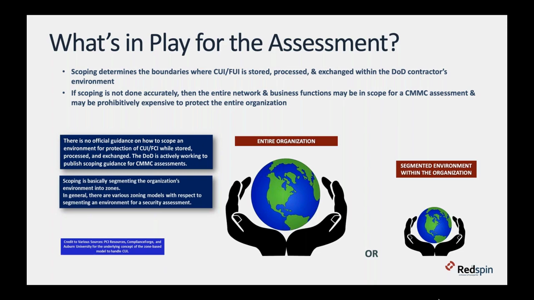Note that at this time, and many of you know this, there is no official guidance on how to scope an environment for protecting FCI and CUI while it's stored, processed, and transmitted. The DoD is expected to put out official scoping guidance sometime in the near future in the next version of the CMMC assessment process. I'm hearing it's going to be in the next version of the CMMC assessment guides. It should be in the assessment guide for level 1, the assessment guide for level 3, and the assessment guide for level 5.